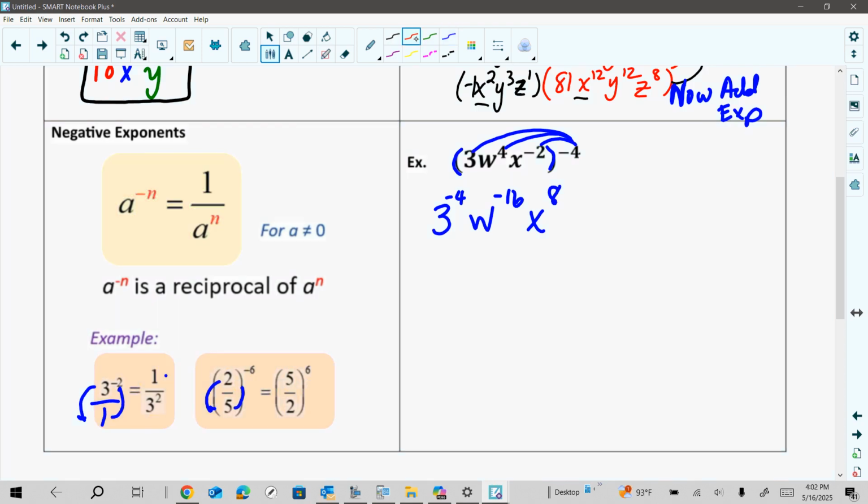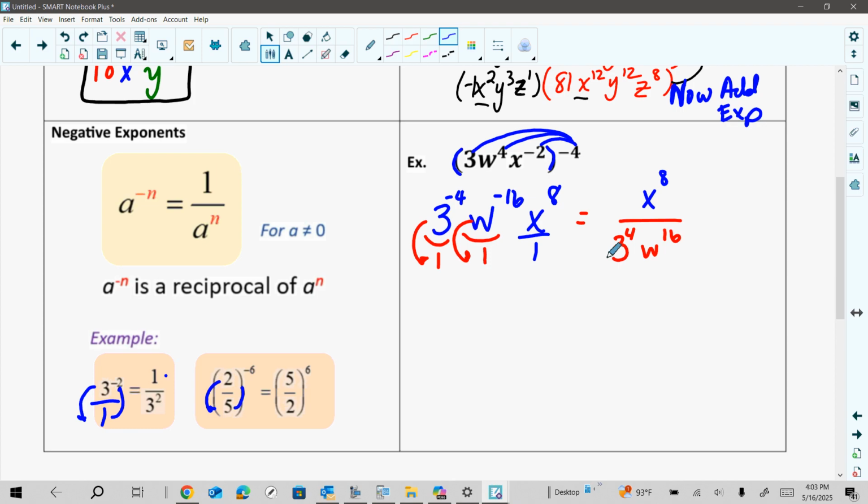And what I'm going to do is the reciprocal for these two. They're both like over 1, and I'm going to flip them. So basically, I'm going to have a fraction where these now are on the bottom, and they're positive. And this is already positive, so it's on the top. So we have 3 to the 4th, w to the 16th on the bottom, and my x to the 8th is on the top of the fraction, because if it's over 1, that's just the same thing as keeping it on the top there.